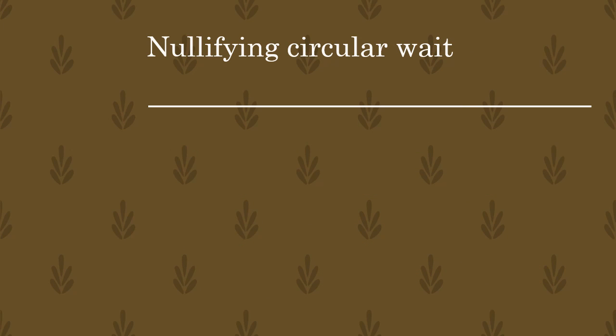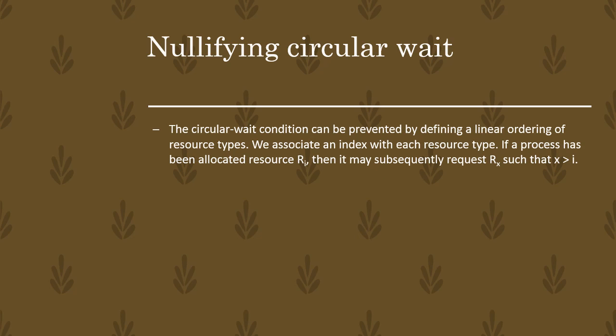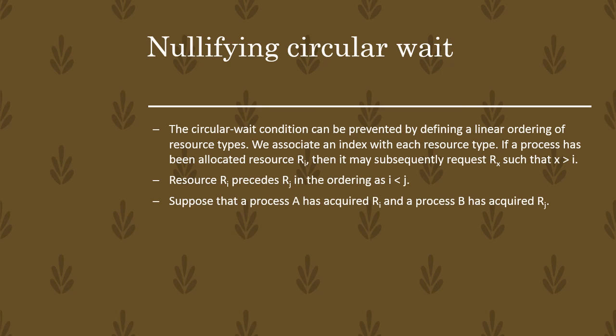Nullifying circular wait. The circular wait condition can be prevented by defining a linear ordering of resource types. We allocate an index to each resource type. If a process has been allocated resource Ri, then it may subsequently request Rj such that j is greater than i. Resource Ri precedes Rj in the ordering as i is less than j.